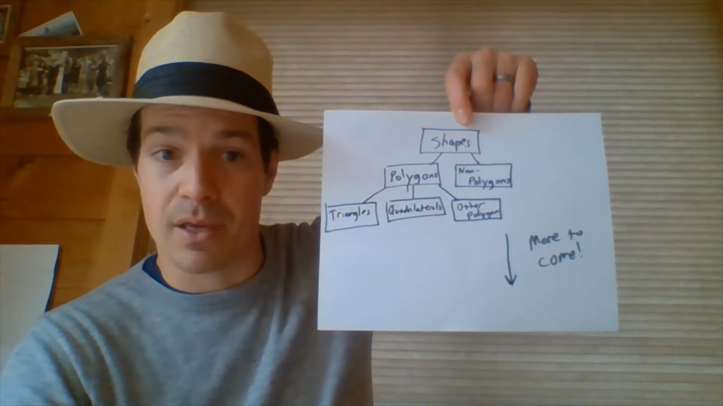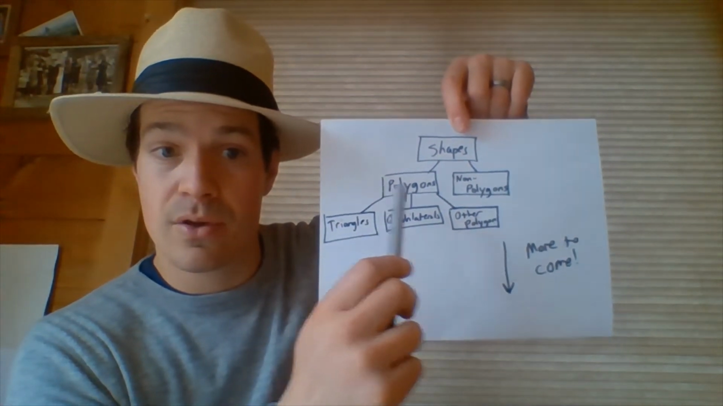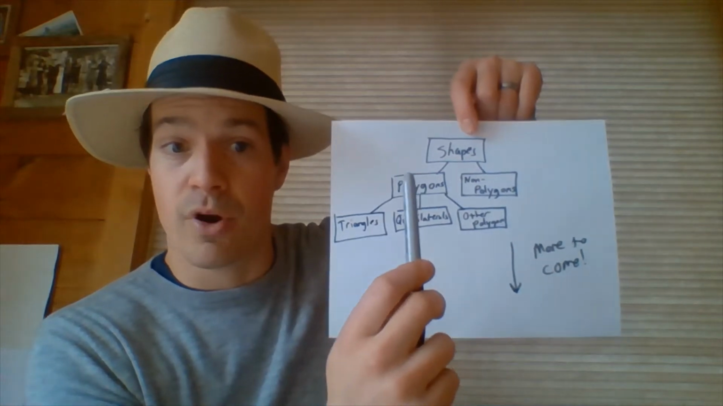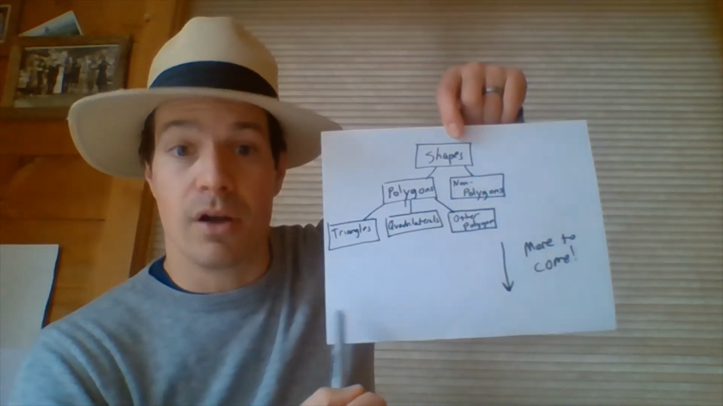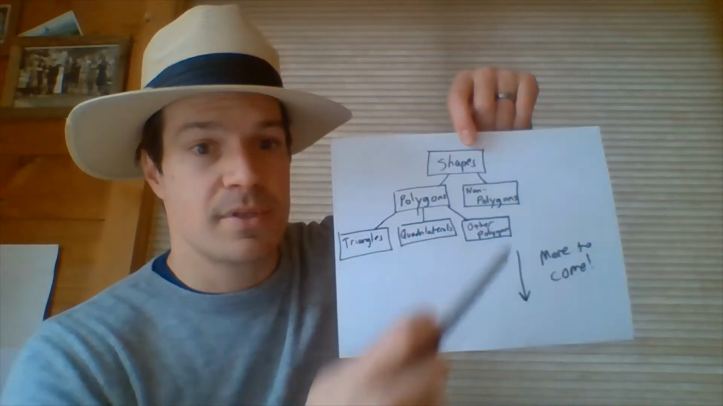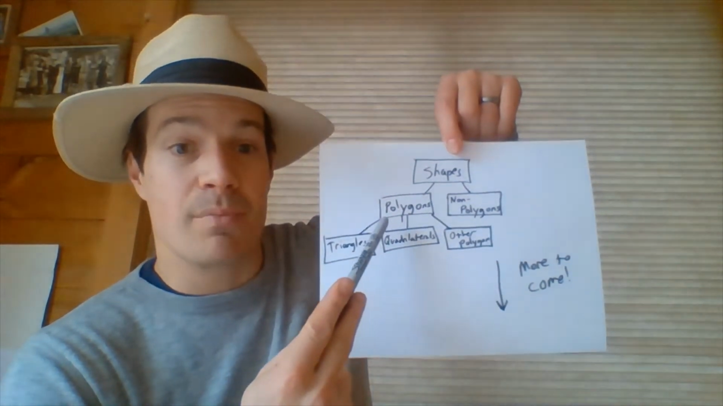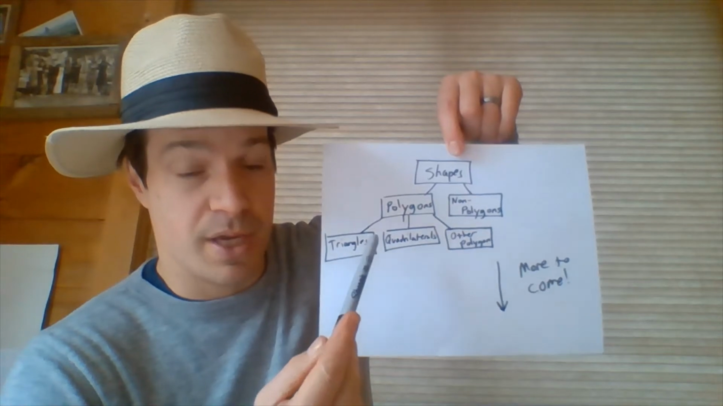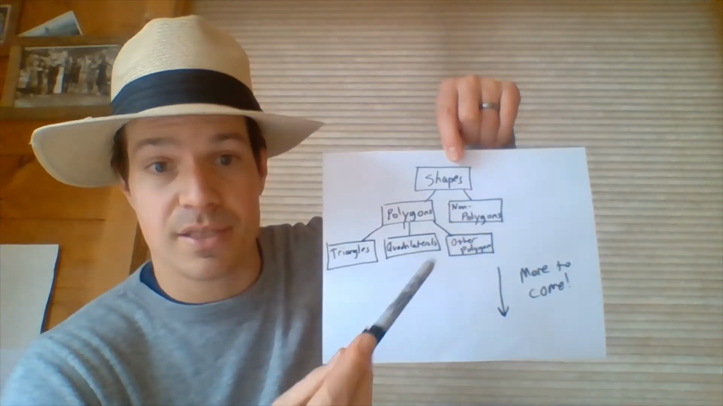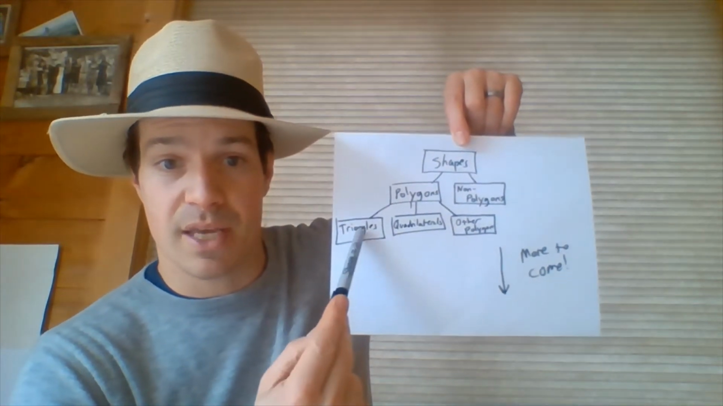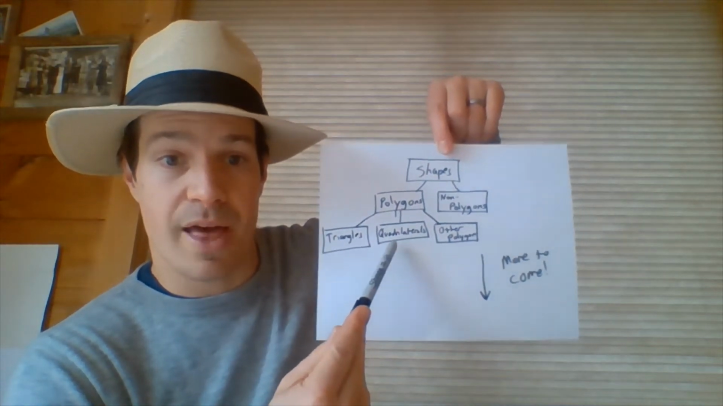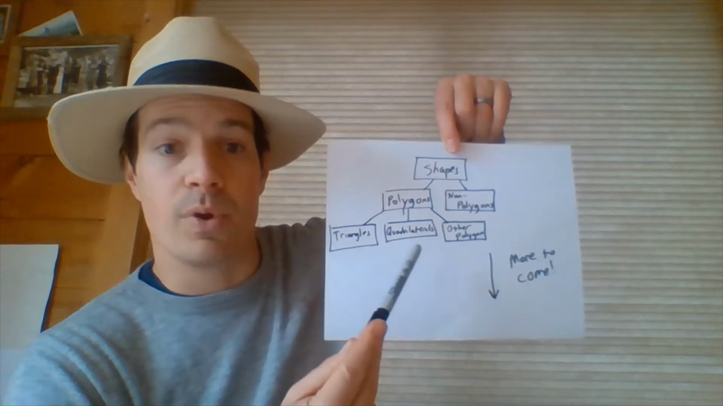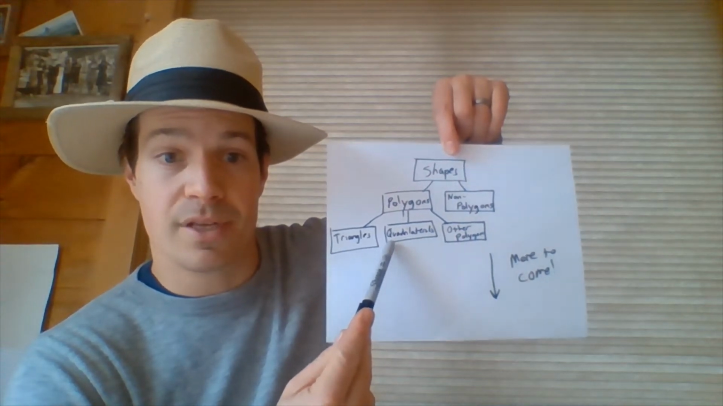Out of shapes, they can be polygons or non-polygons. We already went over how to tell if it's a polygon. So all polygons are also shapes. Below polygons, we can break them up into other groups too, because you can have different types of polygons. Again, we're getting more specific as we get down. Polygons can be triangles or quadrilaterals. We've talked a lot about triangles. We're going to start talking about quadrilaterals today.